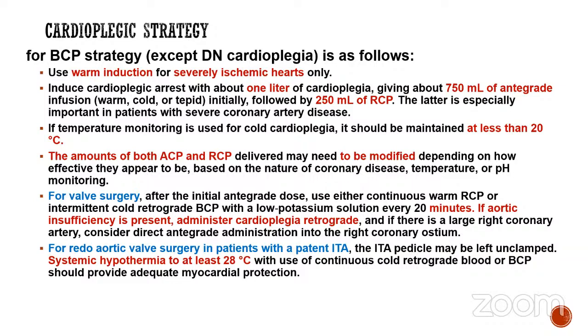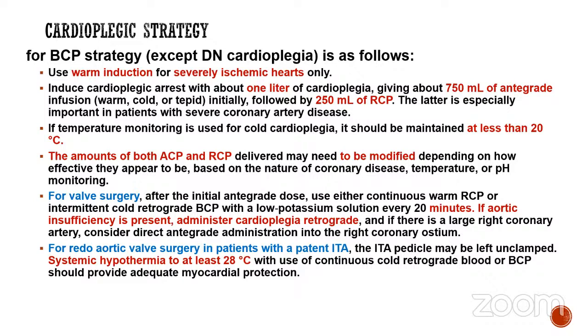For valve surgery, after the initial antegrade dose, use either continuous warm retrograde cardioplegia or intermittent cold retrograde blood cardioplegia with a low potassium solution every 20 minutes. If aortic insufficiency is present, administer the cardioplegia retrograde, and if there is a large right coronary artery, consider antegrade administration right into the coronary ostium itself.